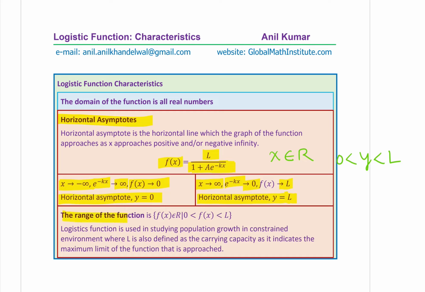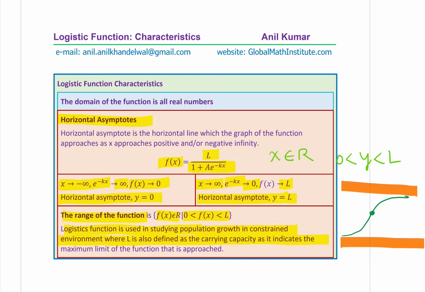So we come back to our range question. So the range of this function belongs to R, where f of x is between 0 and L. So, logistic functions are used in studying population growth in a constrained environment where L is also defined as the carrying capacity. The maximum limit is L, right? So, as you have seen, the function is basically defined between these two limits. And in general, it is kind of increasing like this, right? That is what it is.